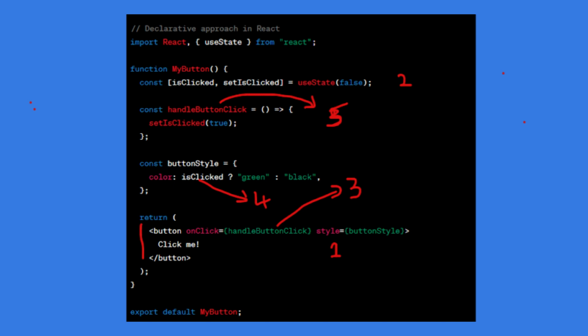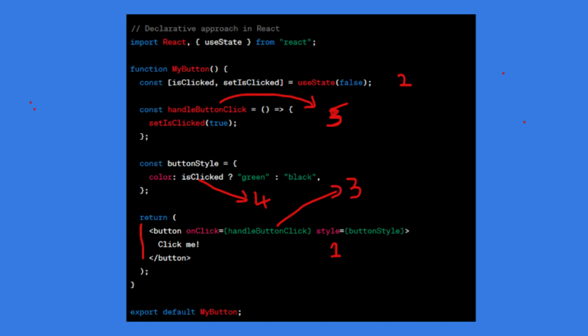In this declarative example: 1. We declare a MyButton component in React. 2. We use the useState hook to manage the button's click state, whether it's clicked or not. 3. We have a handleButtonClick function that changes the isClicked state to true when the button is clicked. 4. The button's text color is determined by the value of isClicked. If it's true, the color is green, otherwise, it's black. 5. We return JSX code that describes how the button should look and behave. We specify that when clicked, call the handleButtonClick function.